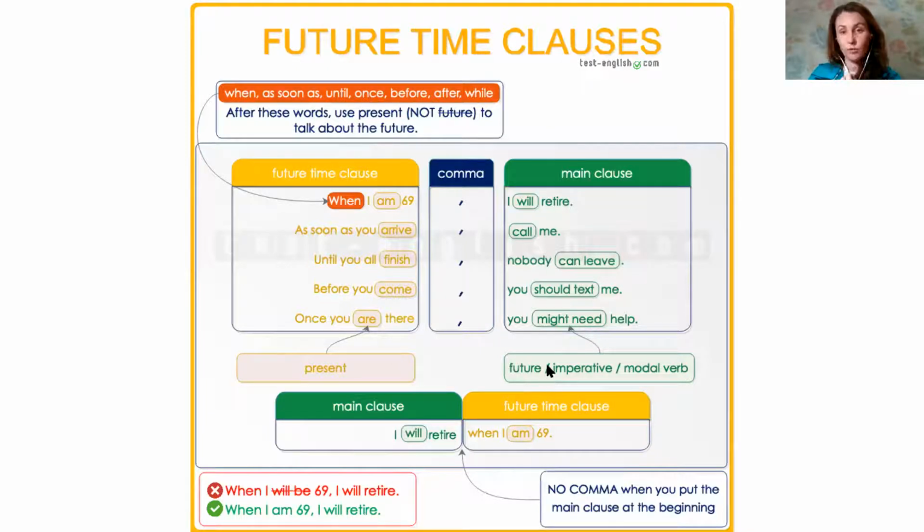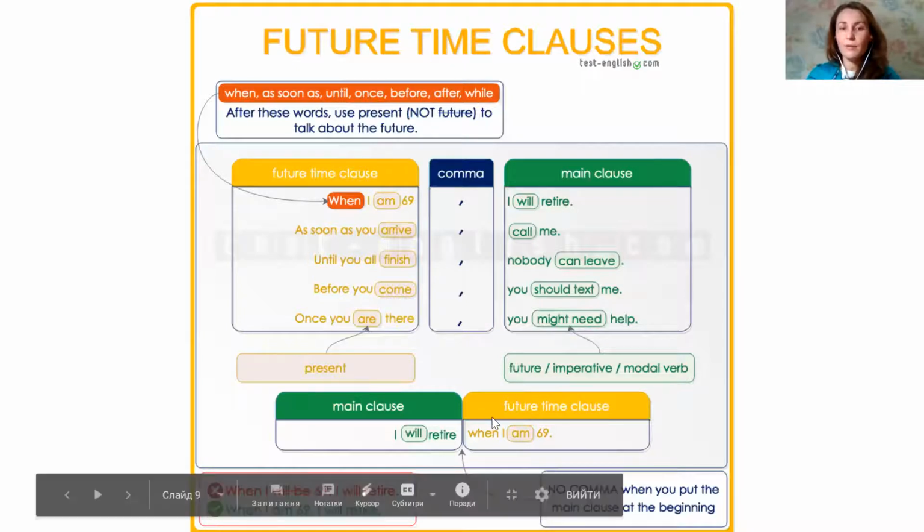So here you have future. When I'm 69, hopefully I will retire. We'll see how it goes. However, if I say I will retire when I'm 69, there is no comma. So please remember about this. Okay.